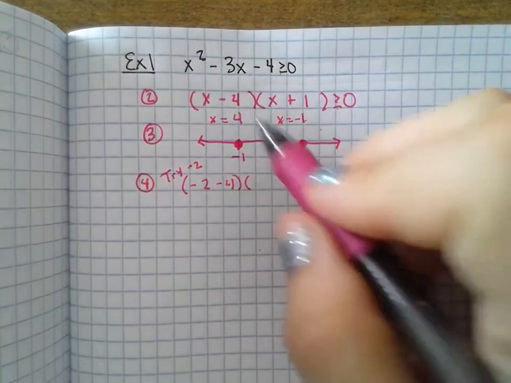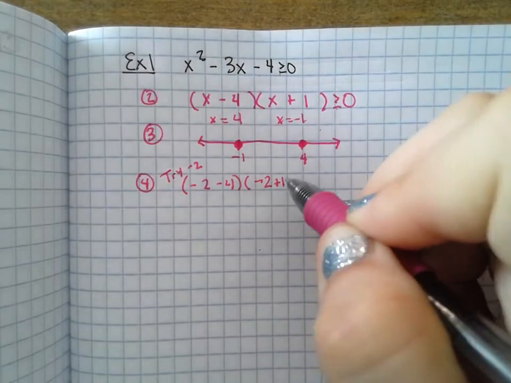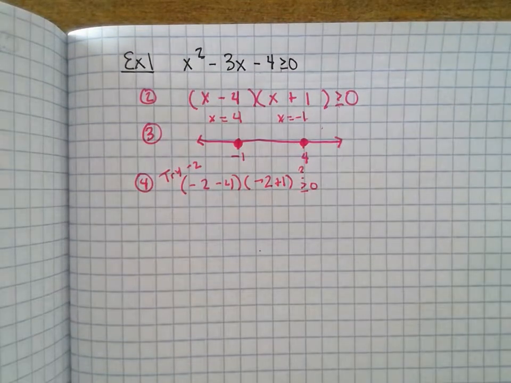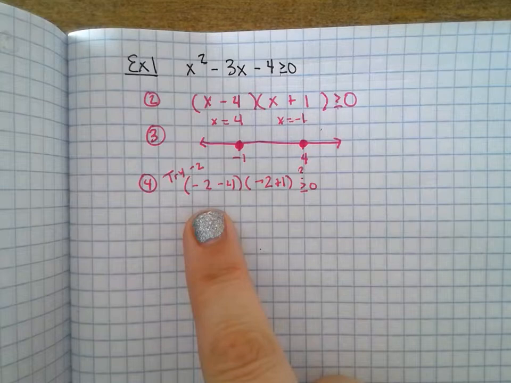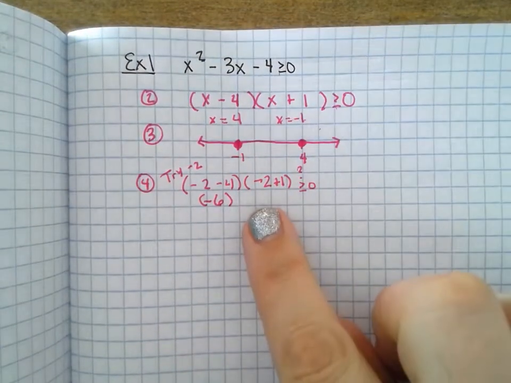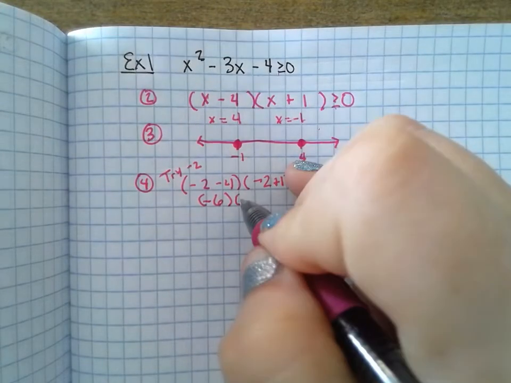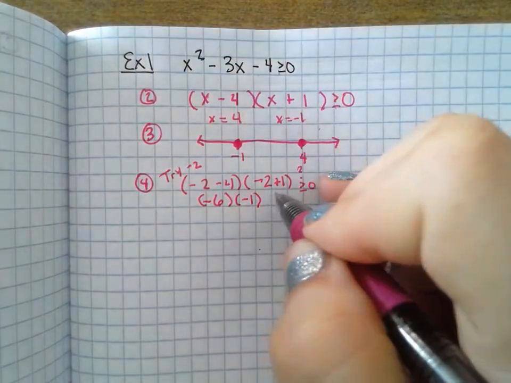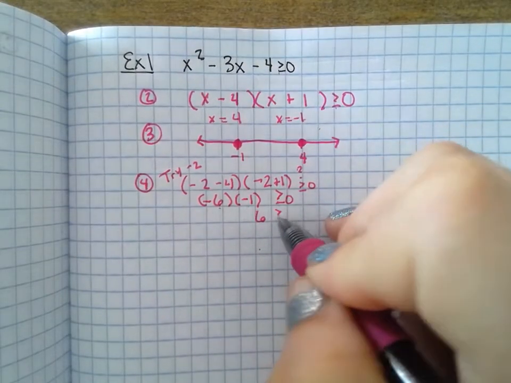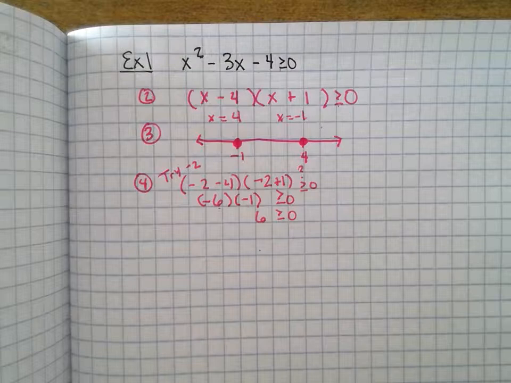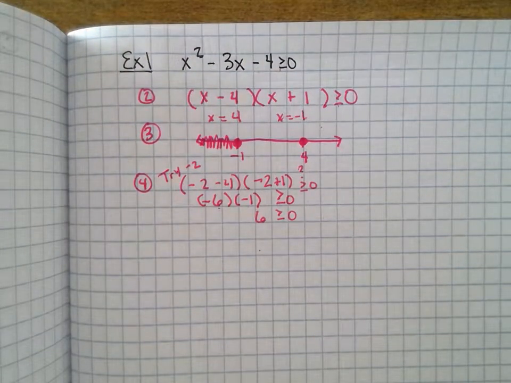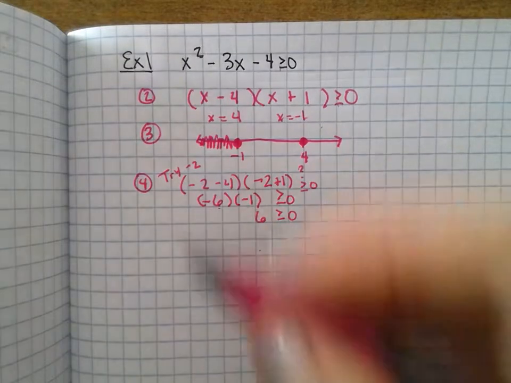Then negative 2 plus 1. What we're trying to determine is, is that greater than or equal to 0? Well, negative 2 minus 4 is a negative 6. And negative 2 plus 1 is negative 1. What is negative 6 times negative 1? A positive 6. Is positive 6 greater than or equal to 0? Yes, so that is part of our solution set. So we're going to shade that way. Do you remember shading inequalities in Algebra 1 and Algebra 2? Yes. It was your favorite.